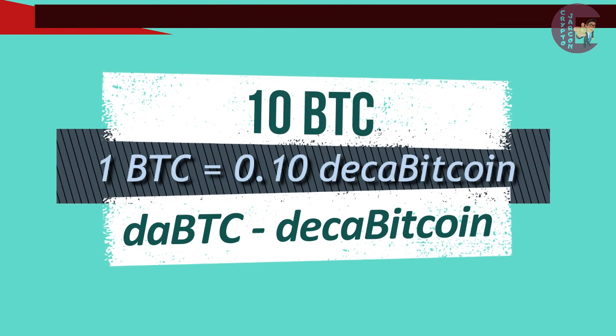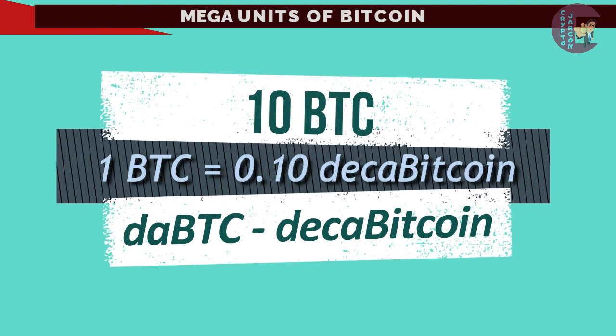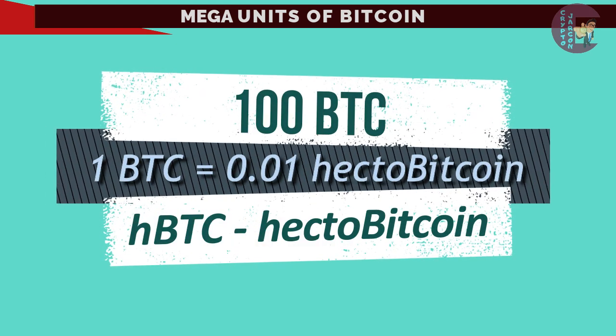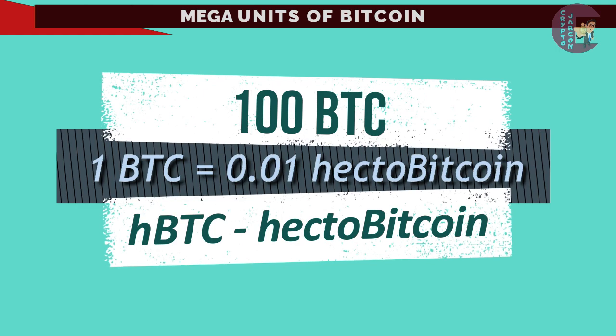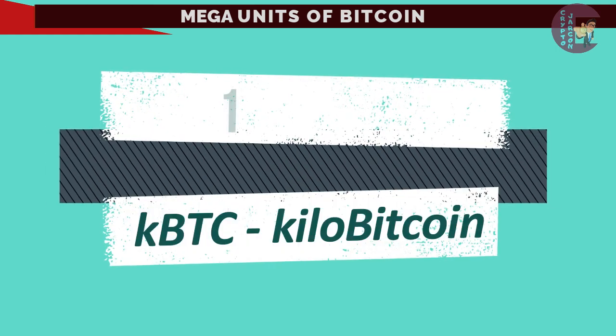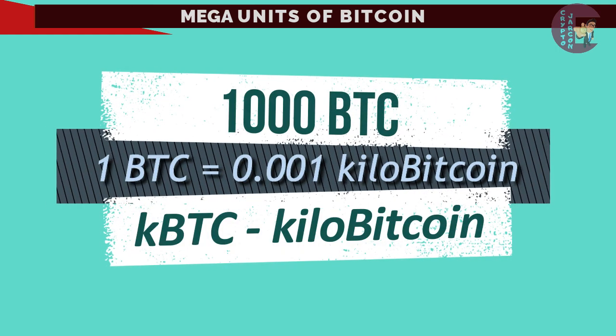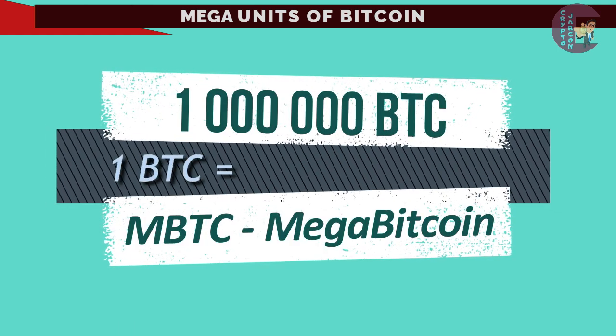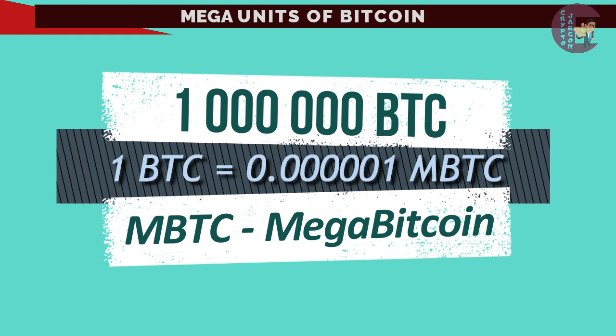DA-BTC stands for Deca Bitcoin, which is worth 10 Bitcoins. hBTC stands for Hecto Bitcoin, which equals 100 Bitcoins. Then we have Kilo Bitcoin, kBTC, which equals 1,000 Bitcoins. 1 million Bitcoins equals a mega Bitcoin, and it's with a capital M, not to be confused with millibits, which spells with a small m.